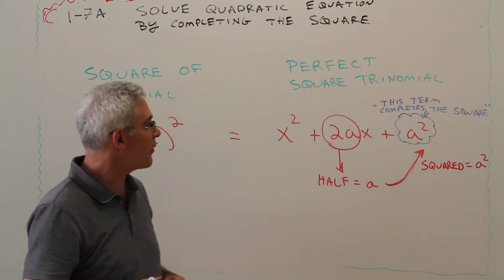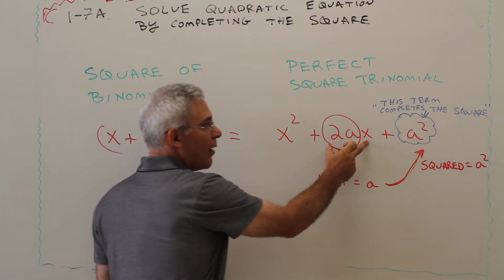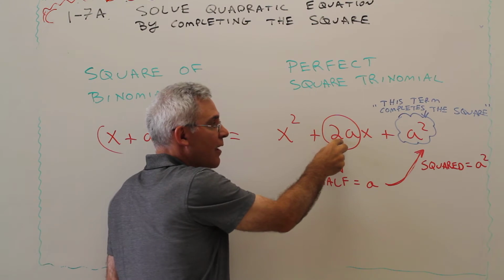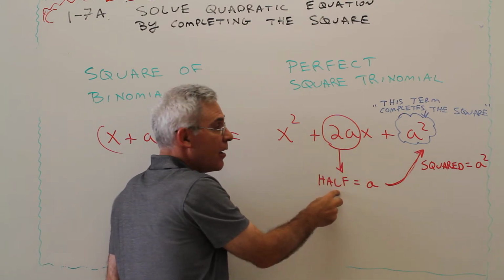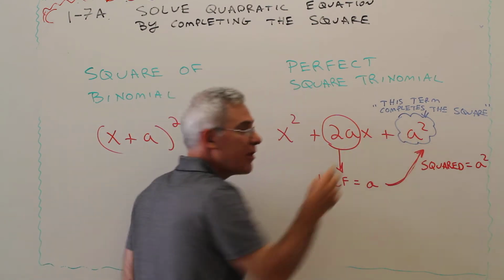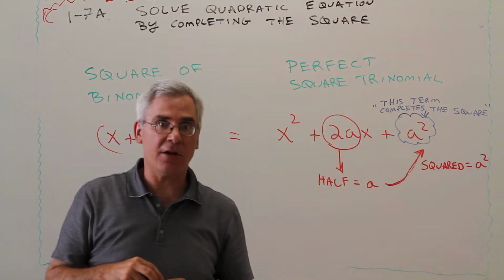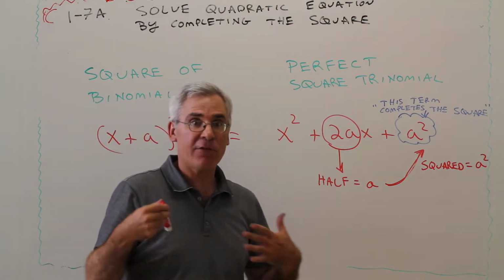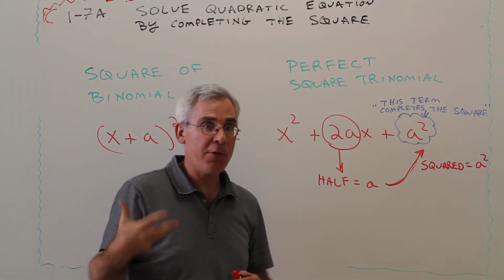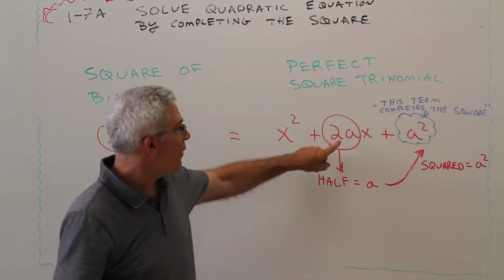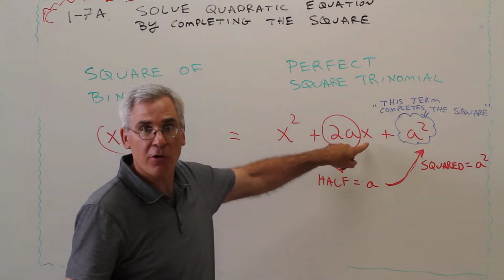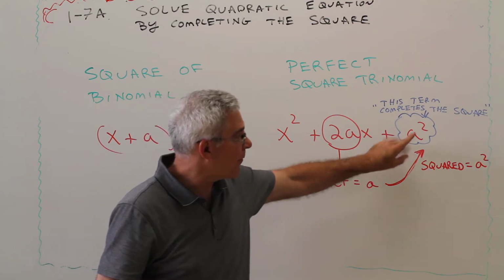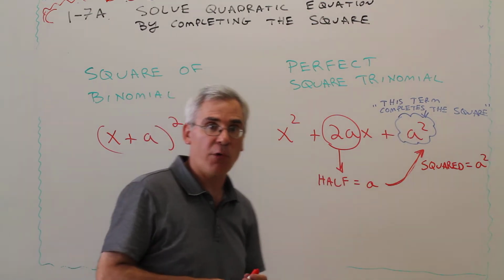Two important things. This middle term, whatever the coefficient of x is, if you take half of it and then square it, you get that final term that is needed to complete the square. So again, half and square, those are key words to this lesson. Whatever this coefficient is of the middle term with the x, take half of it and then square it. And that's the term you need to complete the square.